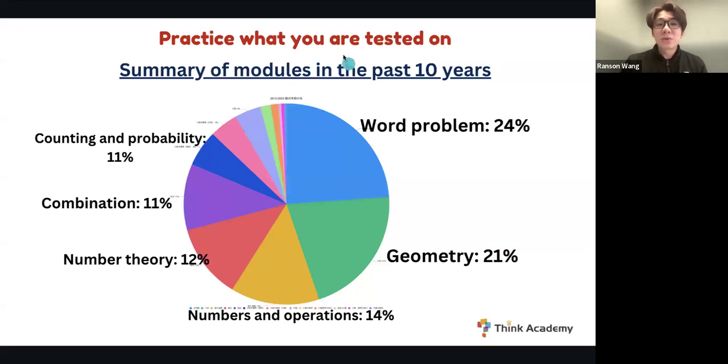Especially for the word problems, this is a part students are not very good at in school learning. I often hear parents complaining that in school the teachers don't teach much about word problems, so that's why students have trouble reading the questions, finding the key points, and turning the key points into the numbers or mathematical language that we use in math competitions. So this is where you need to pay special attention before the exam.